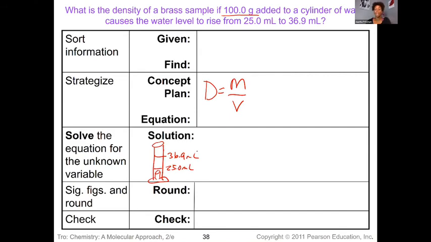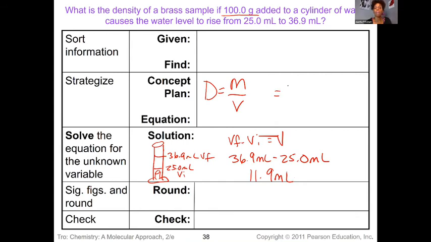So the volume then is going to be represented by the difference between these two. This would represent our initial volume and our final volume. So we would take our final volume minus our initial to figure out that volume. So we would take 36.9 milliliters minus 25.0 milliliters, and that's going to give us 11.9 milliliters. That's the number that we're going to be plugging into our equation to solve this problem.